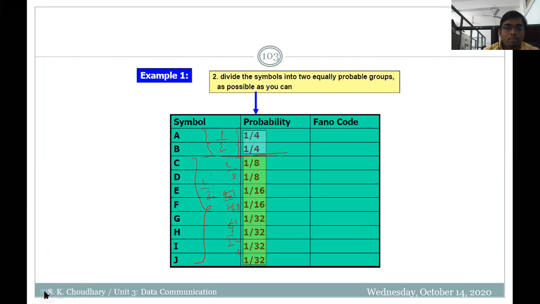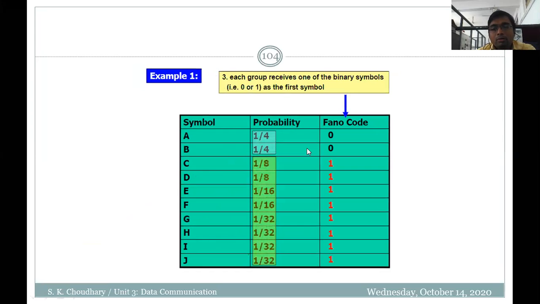Okay. Now, as per the division, what do we have to do? We have to write the binary 1 and 0. So here we use 0 above and 1 below. In the next point, each group receives one of the binary symbols, either 0 or 1. Generally we use binary 0 above the division and binary 1 below the division. So A and B receive binary 0 and C to J receive binary 1.